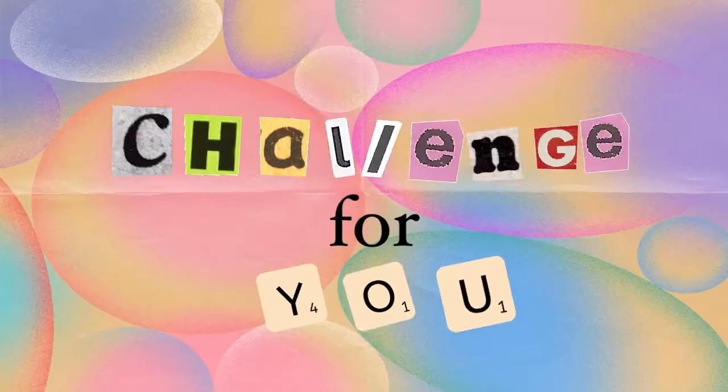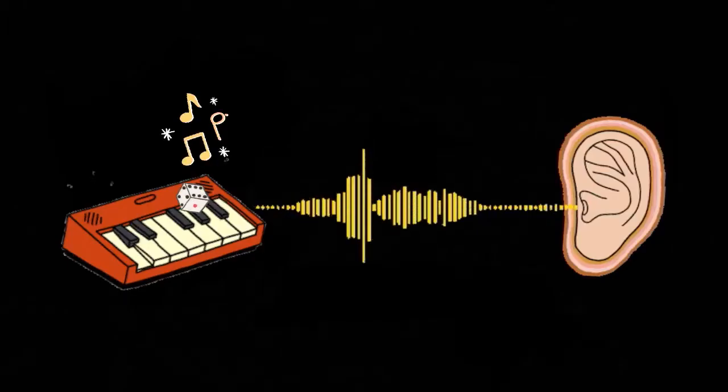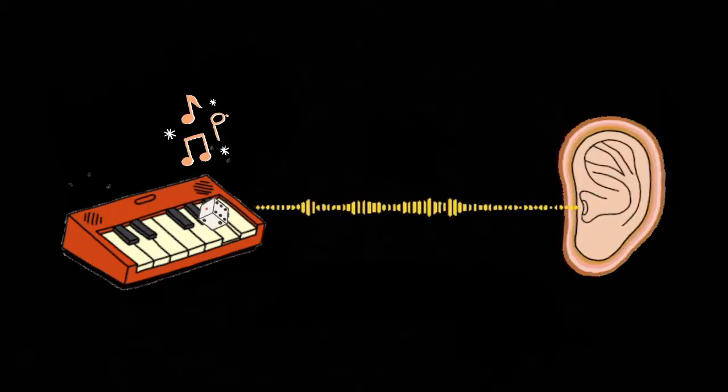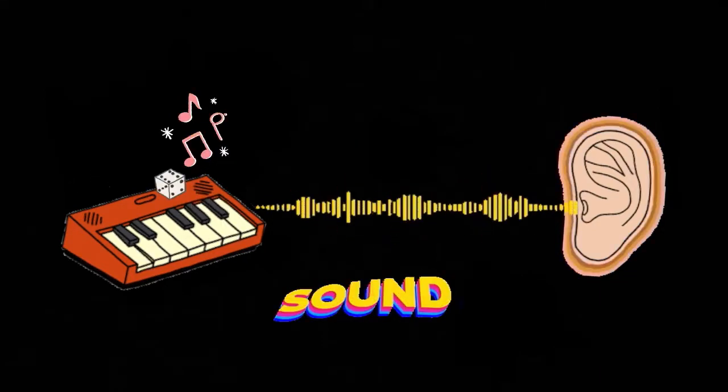I've got a challenge for you. Let's say we roll a musical dice and it lands and plays the note A. These vibrations now travel through the air and vibrate your eardrums, which your ear detects as sound.